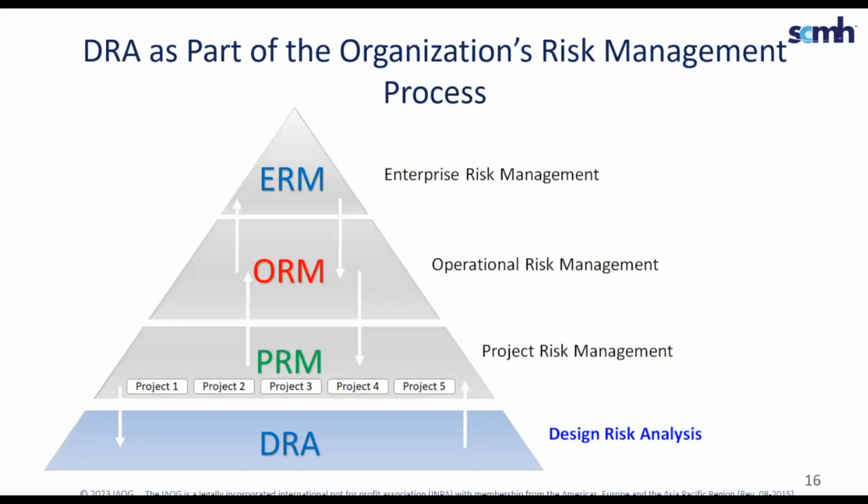Now, DRA fits within an organization's overall risk management process with a focus on the risk within a product design. So unlike project risk management, which typically focuses on impacts to project cost and schedule, the DRA focuses on risks to product performance, durability, manufacturability, maintainability, repairability, etc. Therefore, the DRA process exists at a level below the traditional project risk management process. However, design risks that are not mitigated through the DRA process can be escalated to the project risk management process.